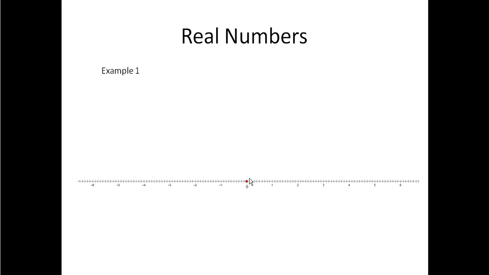1.999 is to the right of 0. It is very close to the number 2. There are infinitely many numbers on this number line, and we call these numbers real numbers.